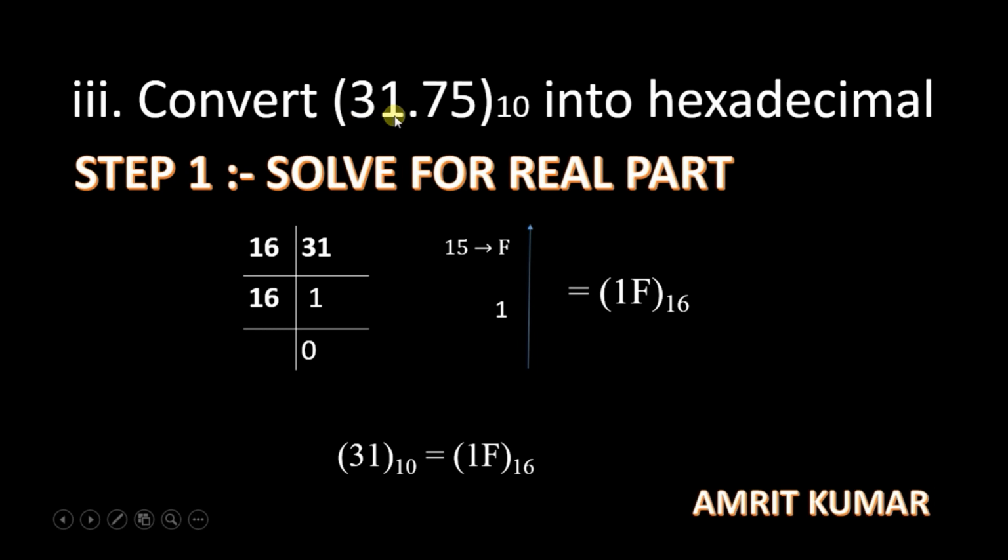After that, you have to solve it for the fractional part. So you have to categorize this into two parts, which is a very easy and unique case for understanding this kind of problem. Okay, so here the question is asking us to convert this decimal number, that is a fractional decimal number, into a hexadecimal number.